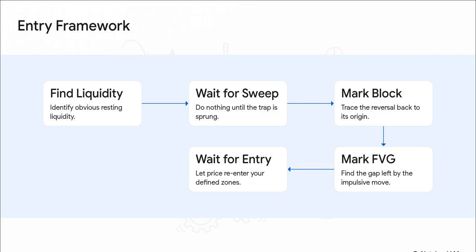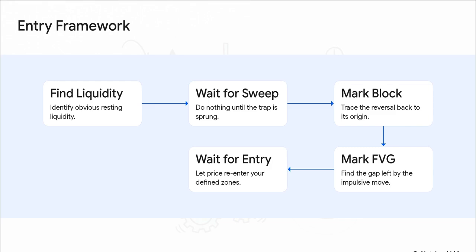Step 1, identify your obvious resting liquidity. So things like equal highs or swing lows. Step 2, and honestly, this is usually the hardest part for people. Wait for the sweep. Seriously, just sit on your hands and do nothing until the trap is sprung. Step 3, once that reversal actually happens, trace it back and mark your order block. Step 4, find the gap left by the impulsive move away from that block and mark your fair value gap. And finally, step 5, wait for the re-entry. Just wait patiently for the price to come back to you.